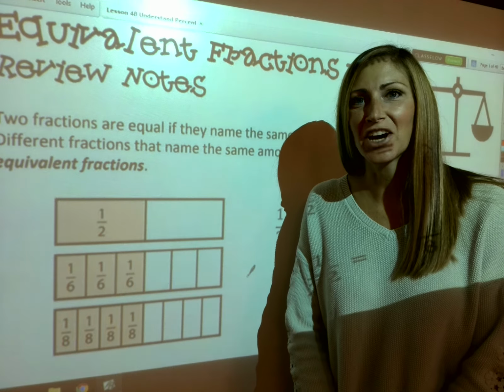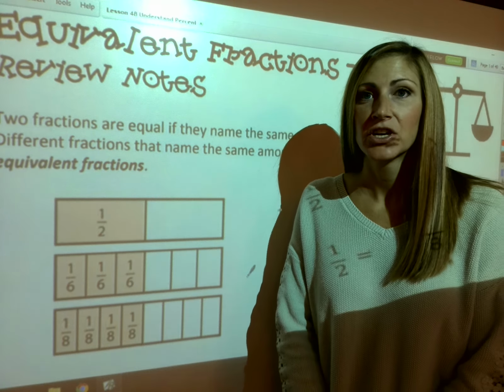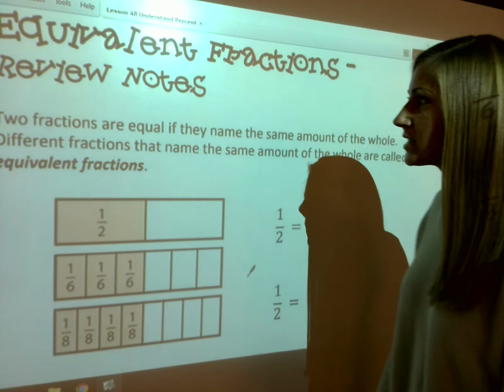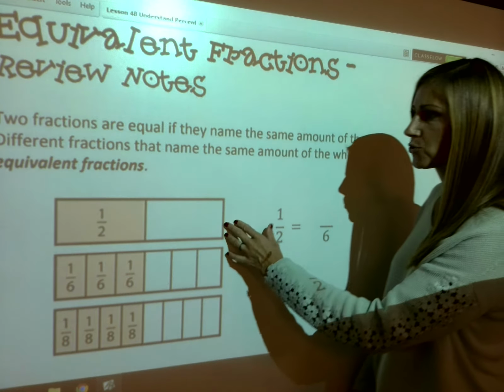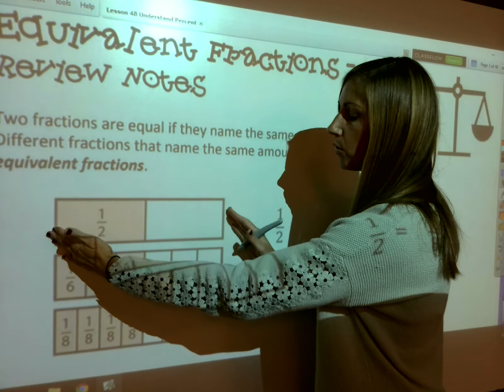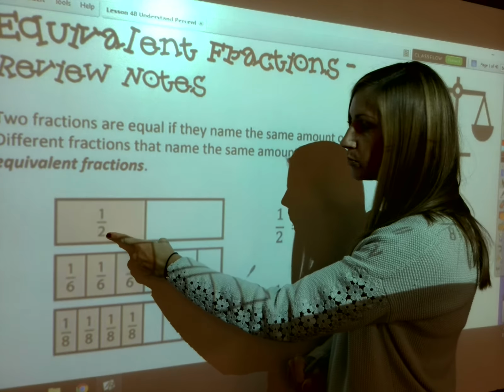Okay, today we're going to be talking about equivalent fractions. So how can one fraction be equal to another even though they're made up of different digits? What we can see here is that we have this visual of a whole and we're looking at a part of a whole. So we have one out of two pieces.